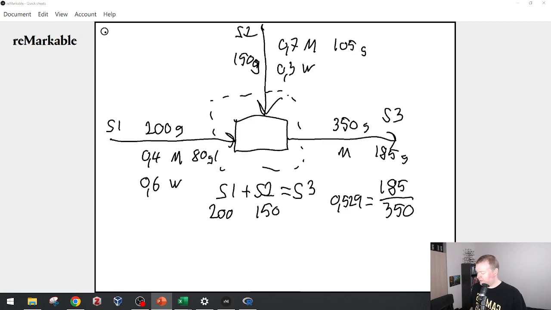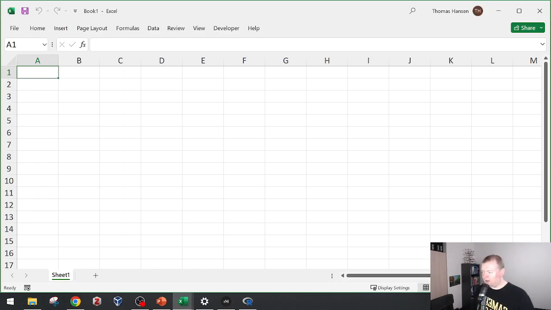So now we're going to have a look at how I could set this up if I wanted to solve it in Excel. Now, I have an Excel open. I have tried to basically turn my computer into grandma mode, so everything is nice and big, and hopefully we can all see what's going on. I'm going to start out with my 3 streams, 1, 2, and 3.